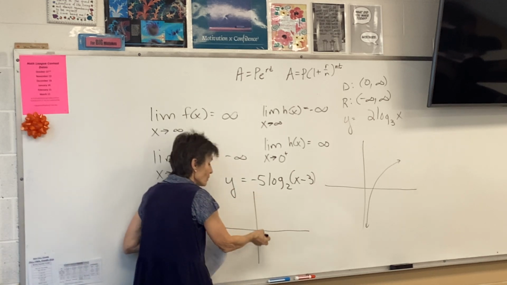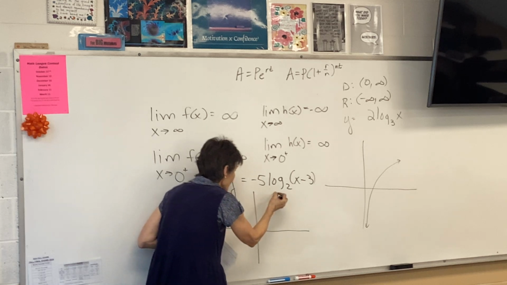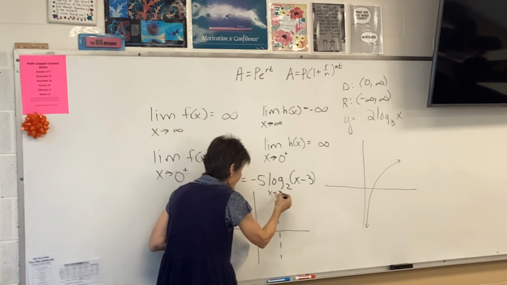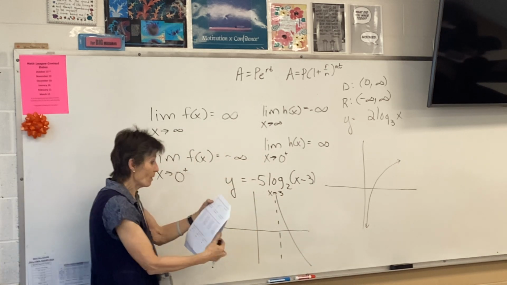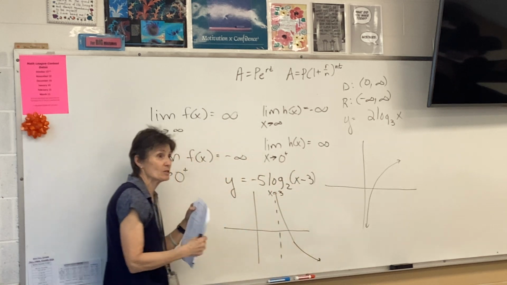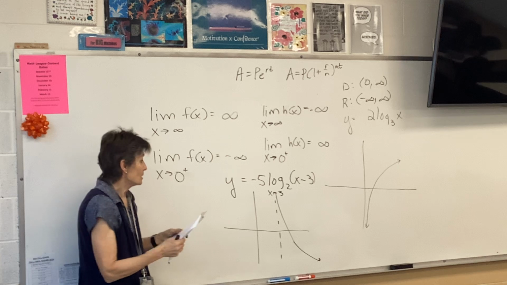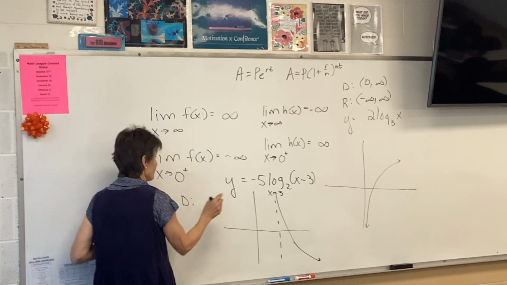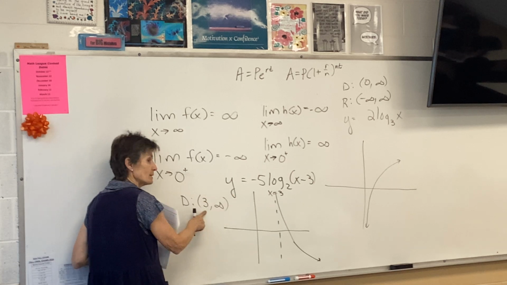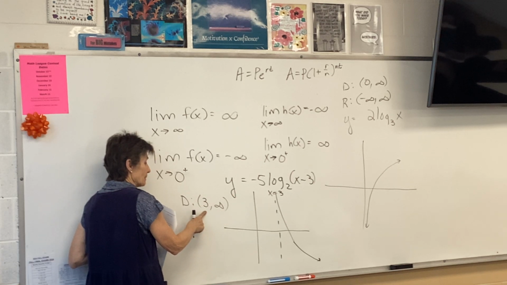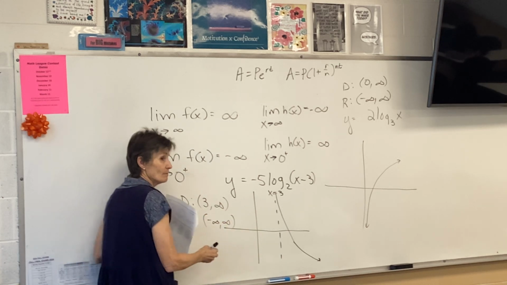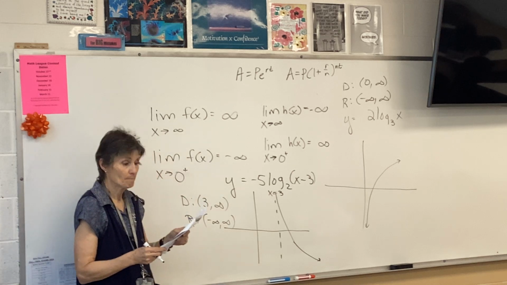So the asymptote isn't at 0 anymore. The asymptote is now at 3. Now it has the same shape, so that part isn't changing, but it's been shifted. So what is the domain of this guy? 3 to infinity. 3 to infinity. And remember, you can't include an asymptote. And then its range is still negative to positive infinity, right? Would you buy that?